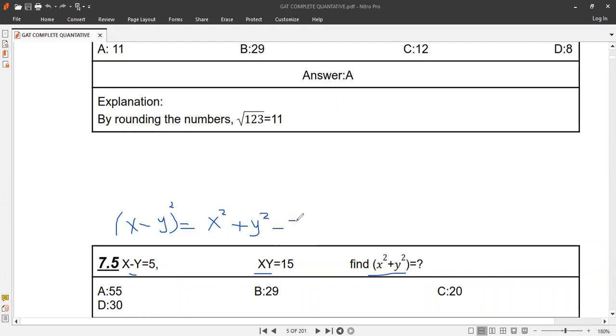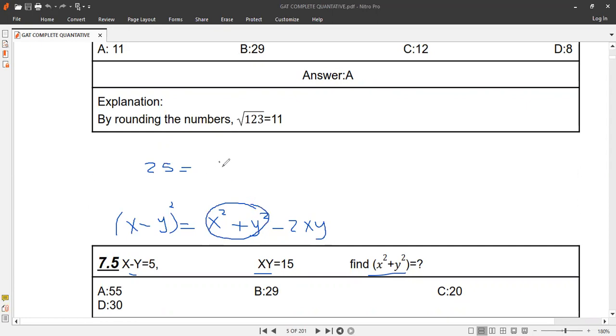Minus 2xy. If it's plus here, we have plus here. So you need to remember these two rules. X minus y equals 5, so 5 power 2 equals 25, equals x power 2 plus y power 2. That's the part that we want.